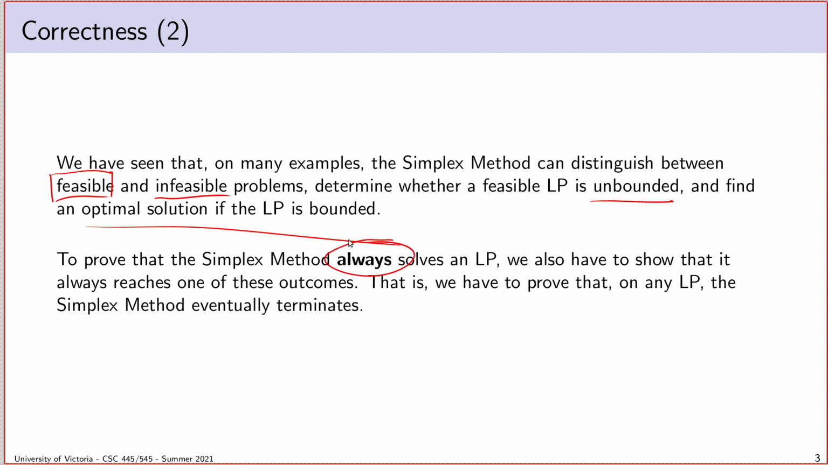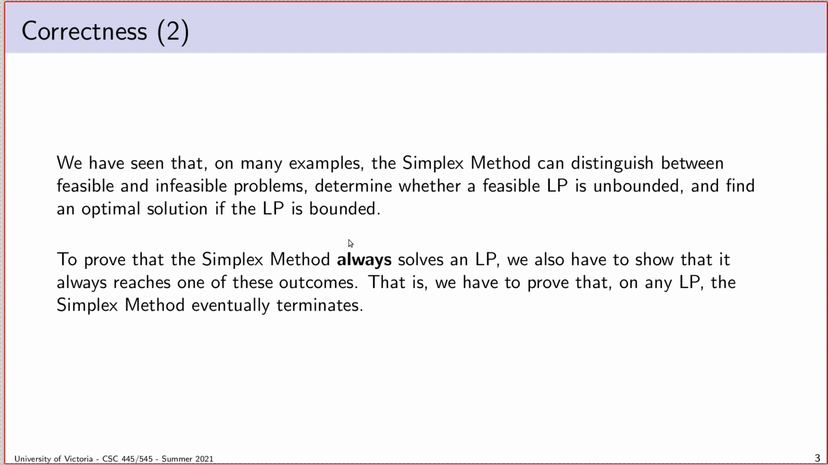We have to show that it always reaches one of these outcomes no matter what you throw at it. No matter what linear program you throw in, it'll always reach either the outcome that the problem was infeasible, the outcome that the problem is unbounded, or the outcome that there is an optimal solution.